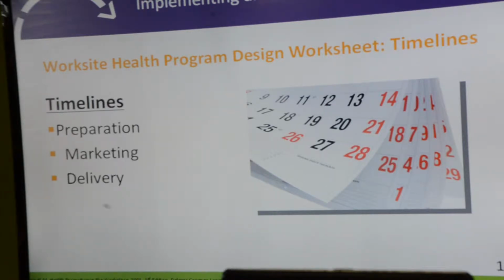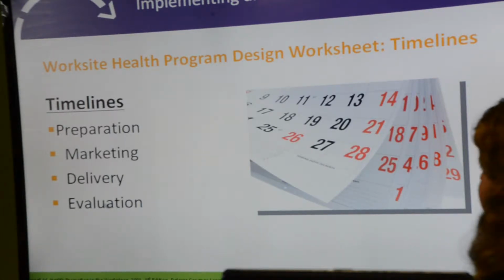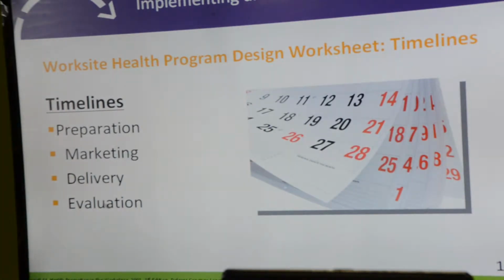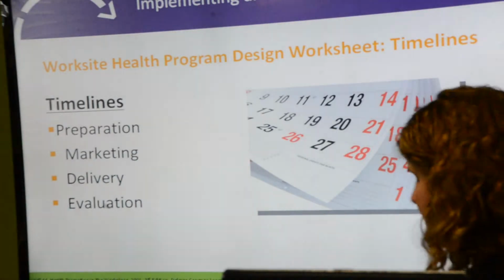Timelines are very important. You have to have a timeline for how long your preparation is going to take, marketing, delivery, and evaluation. So you may put a timeline for evaluation of 24 to 48 hours to get those evals back, especially if they're electronic. You could do a Survey Monkey of your worksite health program, and then you want to be able to get those back in a timely manner.